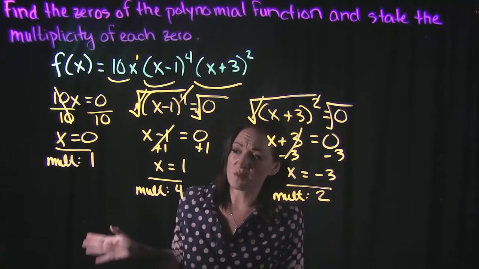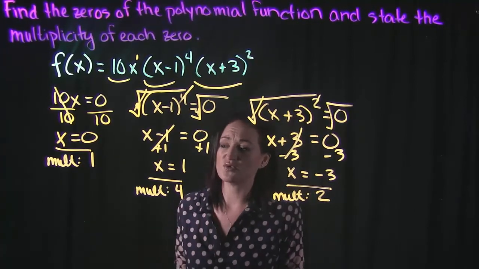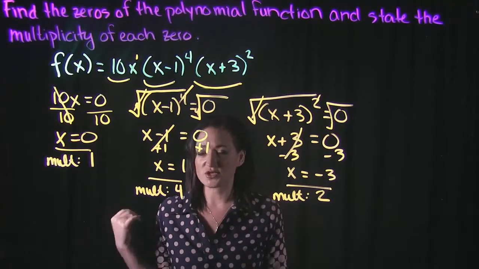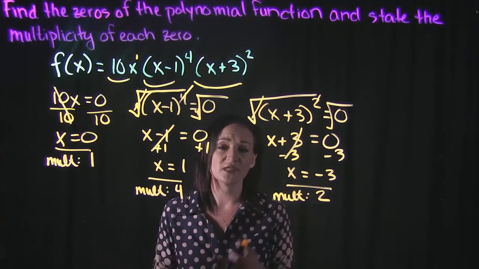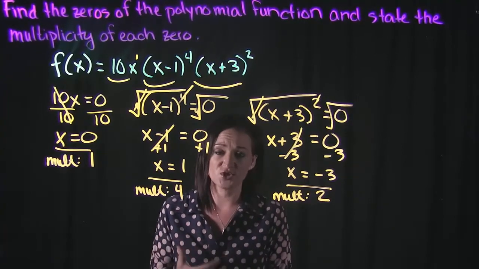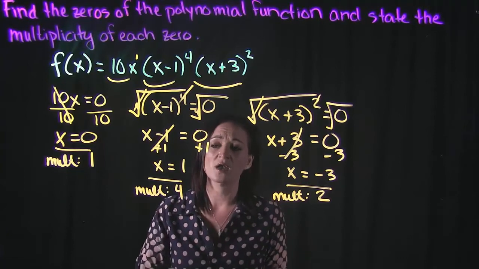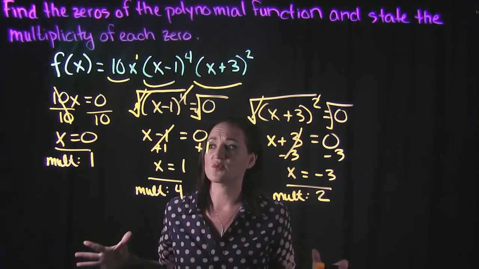There's some meaning to what the multiplicities actually will do for you in a graph. I'm not going to get into that right now. It's going to come, like I said, whenever you're graphing these, it's going to help you figure out what to do with your graph, depending on whether your multiplicity is even or odd. But for this question, we just need to state what they are.